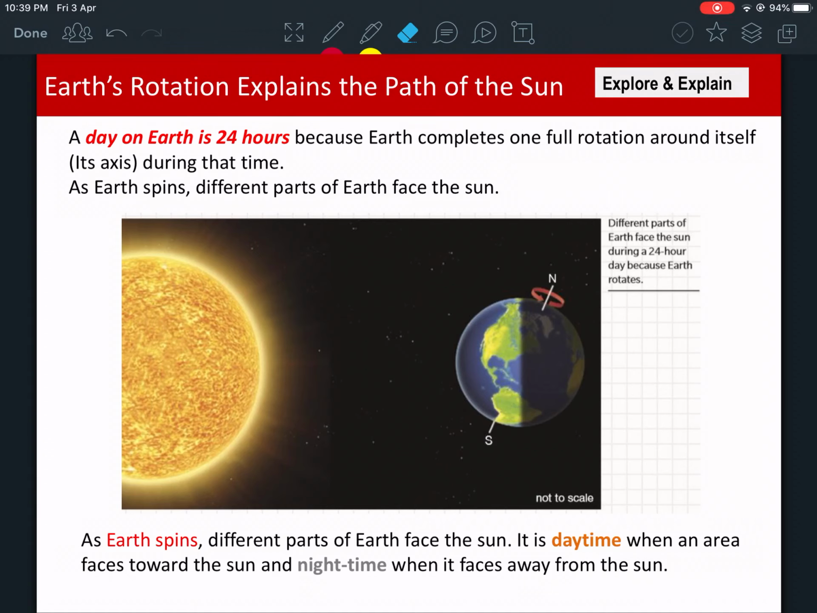Hello everyone. So we're gonna pick up where we left off last time. Okay, and we're gonna see how the Earth's rotation explains the path of the sun. We already talked about this. So a day on Earth is 24 hours, because the Earth completes one full rotation around itself, its axis.